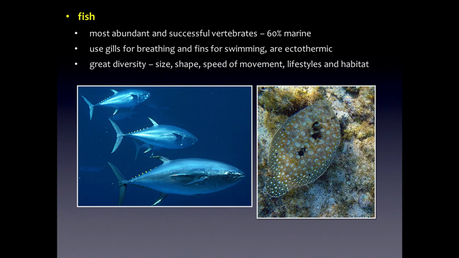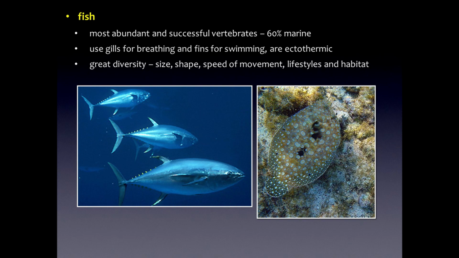Fish are one of the most abundant and accessible types of vertebrates. Of the fish, both freshwater and saltwater, 60% are marine or saltwater fish. What do we see about fish? Well, they all use gills for breathing. Most of them have fins for swimming. We'll see that there are some exceptions.